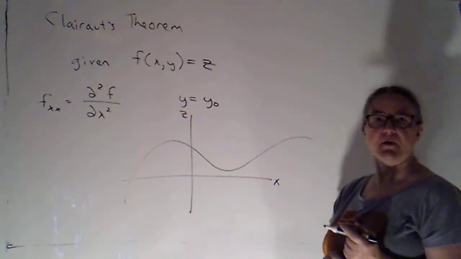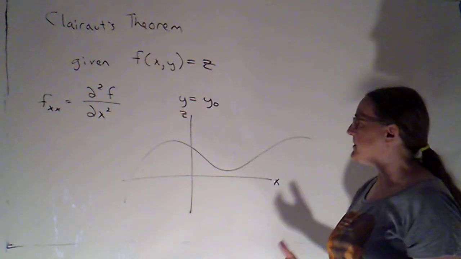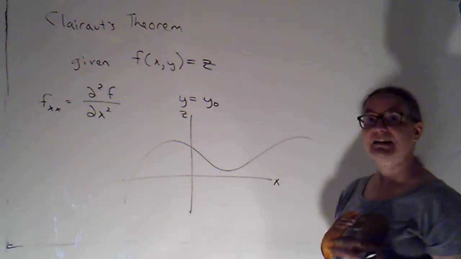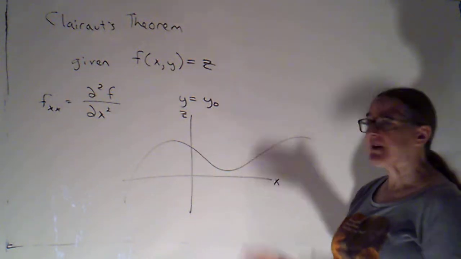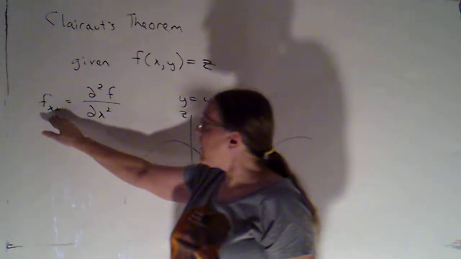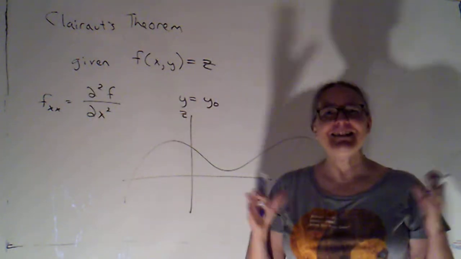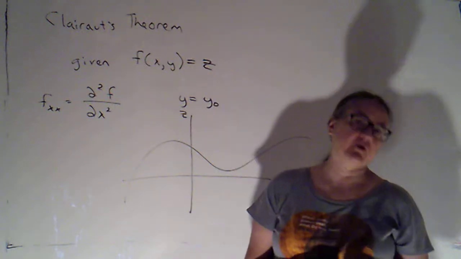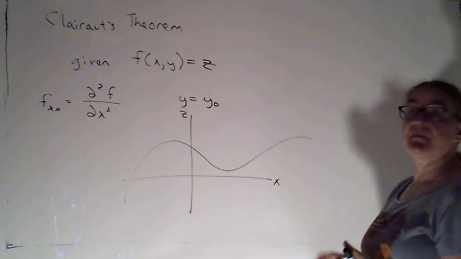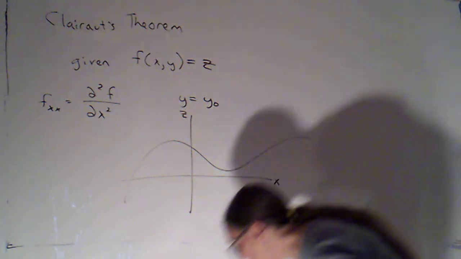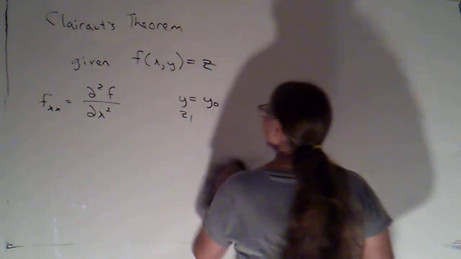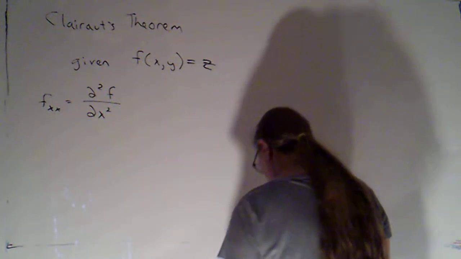I take the partial with respect to x. That gives me the slope of the tangent line of that curve. I take the partial with respect to x of that. That actually gives me the second derivative of this curve. Okay. So a non-mixed second partial is actually a second derivative of a cross-sectional curve that you get in a plane like this that would be parallel to one of the coordinate planes. The mixed second partials are a little bit more interesting.